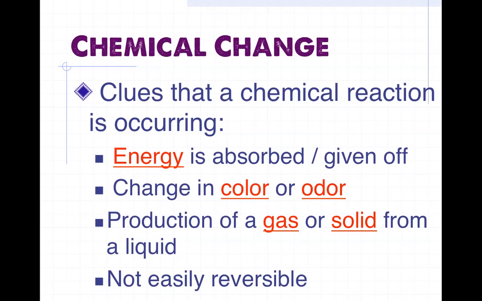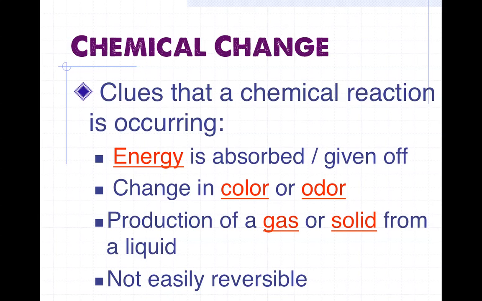So when I give you a question or a scenario and I ask you, is this a chemical or a physical change? Here's some clues to help you figure out whether it is a chemical or physical change. Clue number 1, is energy being absorbed or given off? That's a big clue. 2, is it changing color or odor? Is it giving off a smell? Number 3, is it making gas, production of gas, or is it forming a solid from a liquid? That would be another clue.